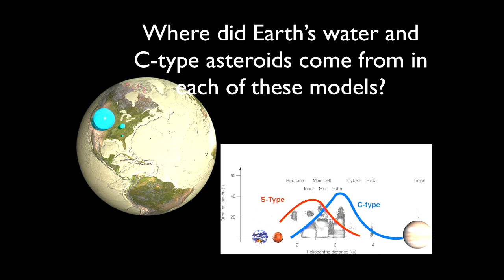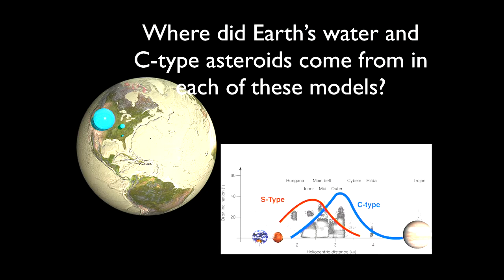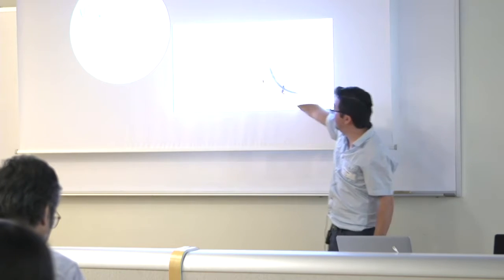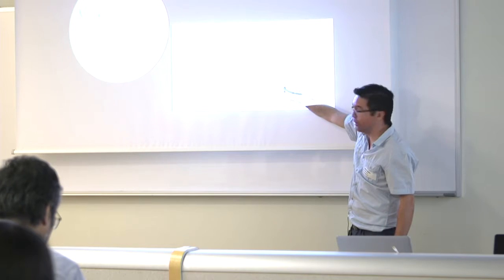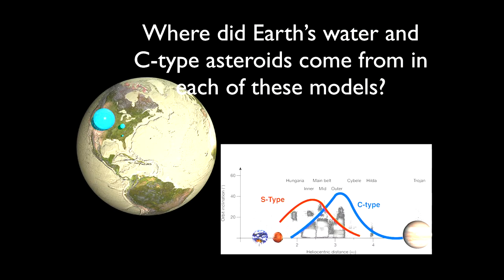So let's now address the origins of Earth's water and also the C-type asteroids in the belt. Again, the inner region of the belt is dominated by S-types and the outer region is dominated by C-types. C-types are water-rich bodies, and S-types are water-poor. We already implanted the S-types coming from the terrestrial region, so now we have to implant the C-types.